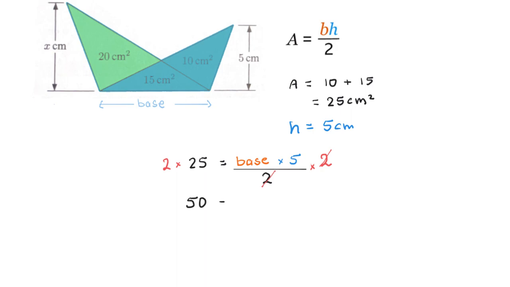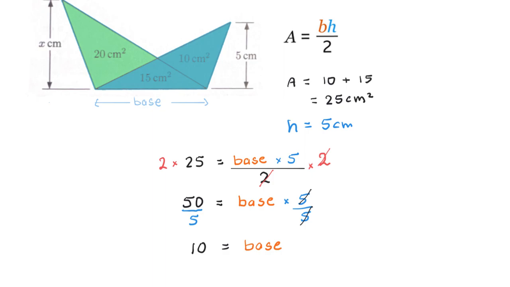And that's going to be equal to the base multiplied by 5. Now we need to eliminate the 5, so what we'll do is we'll divide this side by 5, and we'll also divide this side by 5. 50 divided by 5 is going to be 10, and this 5 and that 5 is eliminated, and that gives us the side of the base.